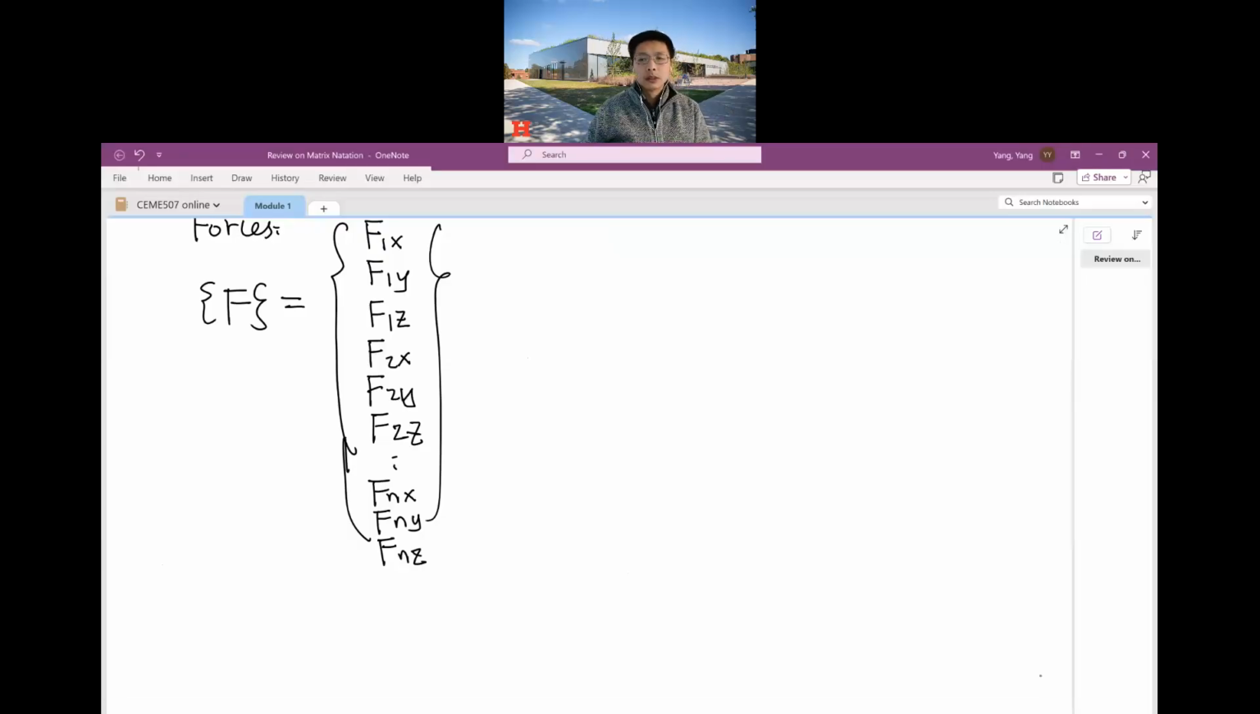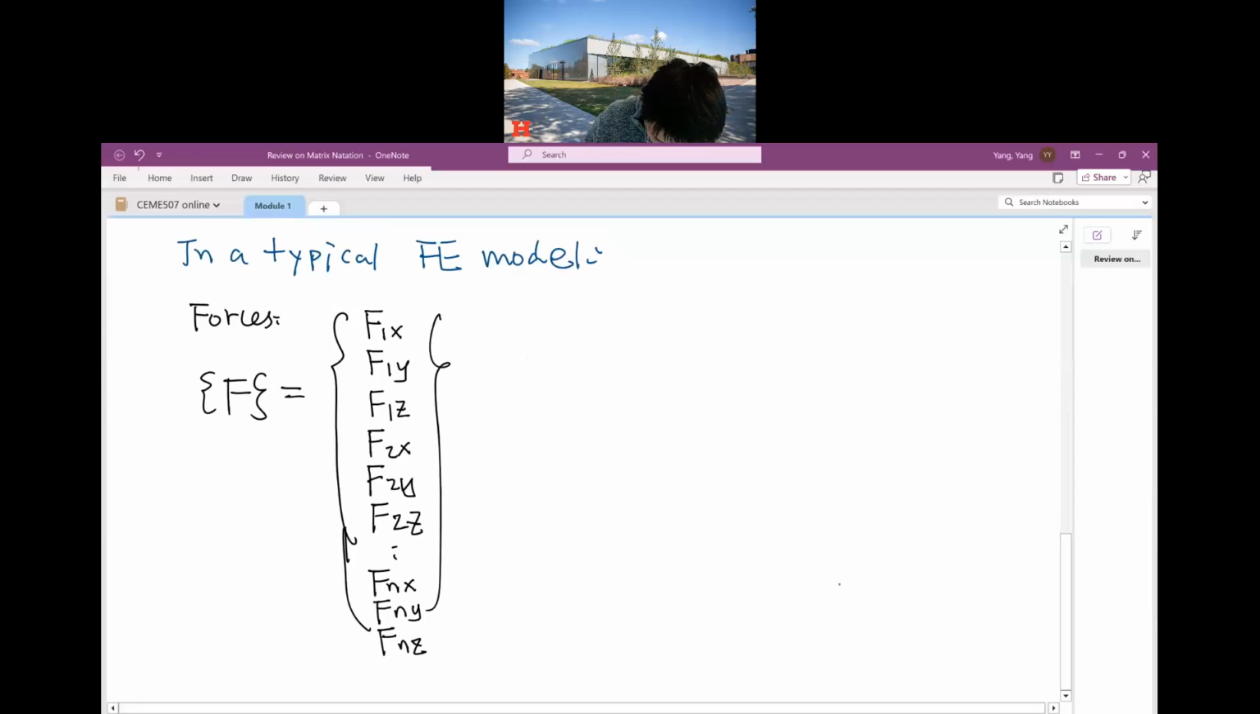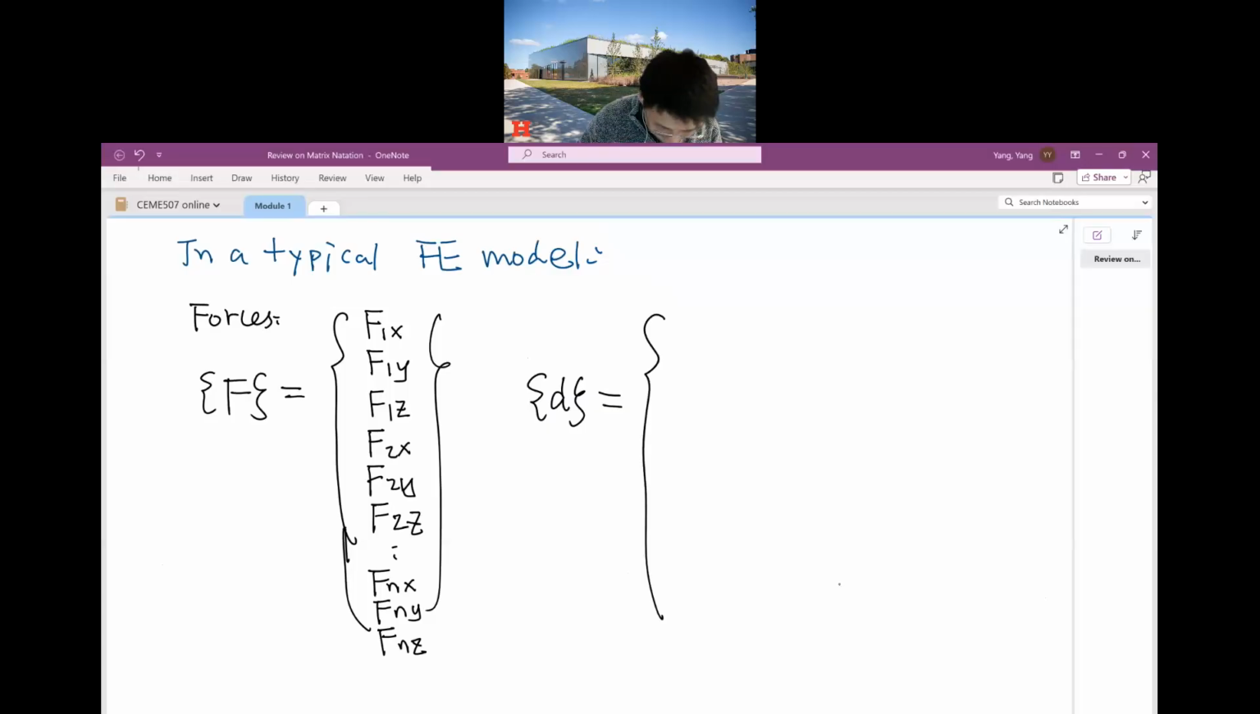And z. That makes sense, right? So we just list all the forces in three directions in the same matrix, in the column matrix here. So similarly for displacement, the displacements of all cases, and we use u for the x, v for the y, and w for the z.